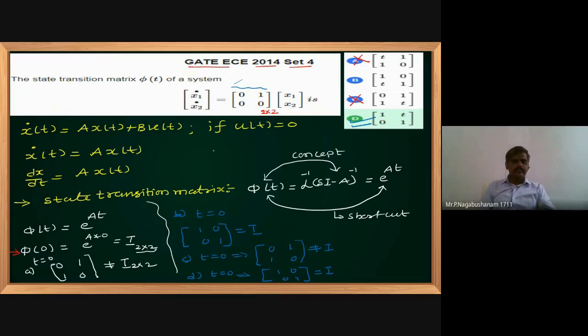Because I'm explaining step by step, it will take time. If you have practice, then you can decide quickly. Put t equal to 0 in the multiple choices. Whichever gives the unity matrix, we can select. Then take the derivative of those and put t equal to 0, and compare which one reflects the matrix A. That is the correct answer.